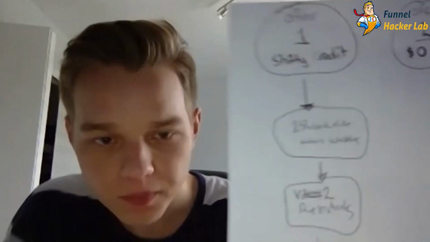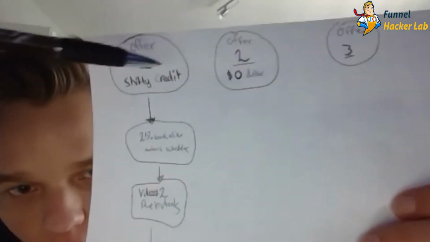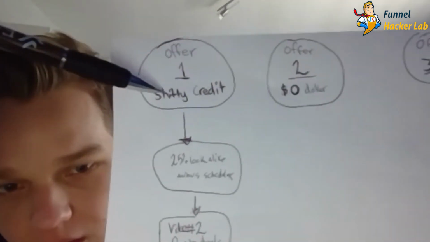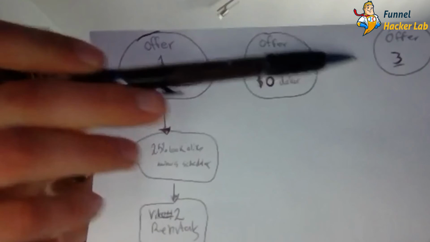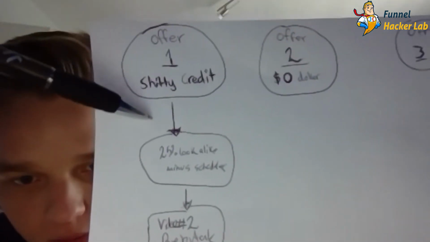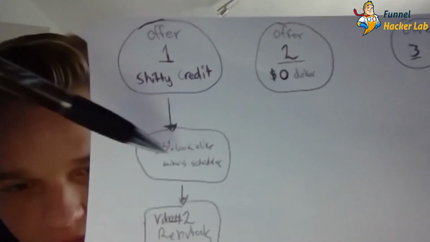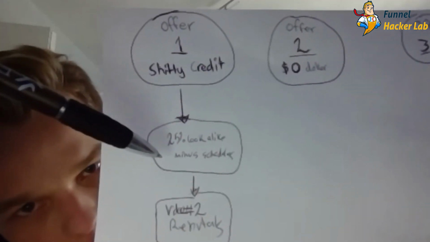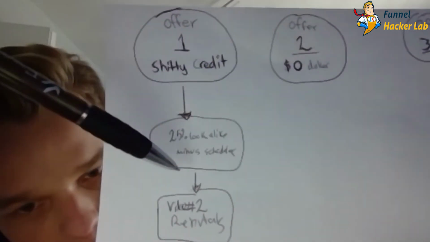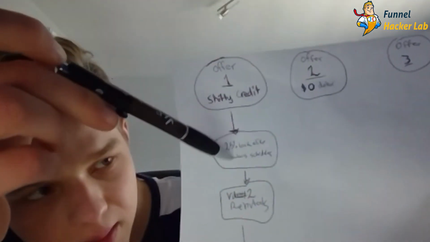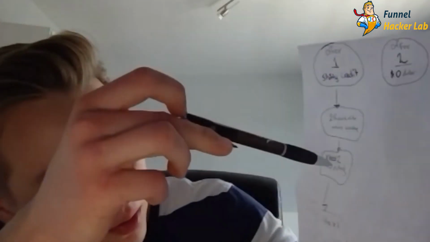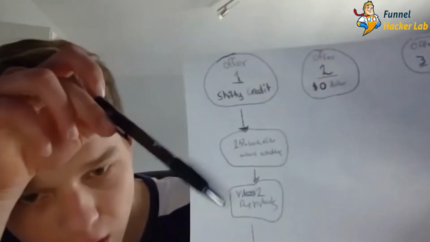So I'm trying to draw it out, like how it's going to look. So far I got the 3 offers: the shitty credit, the 0 down, and whatever the third one is. Based on that one, we're going to make a 25% video. Watch that video, excluding the schedules. And then that goes to video number 2 that goes over all the rebuttals.